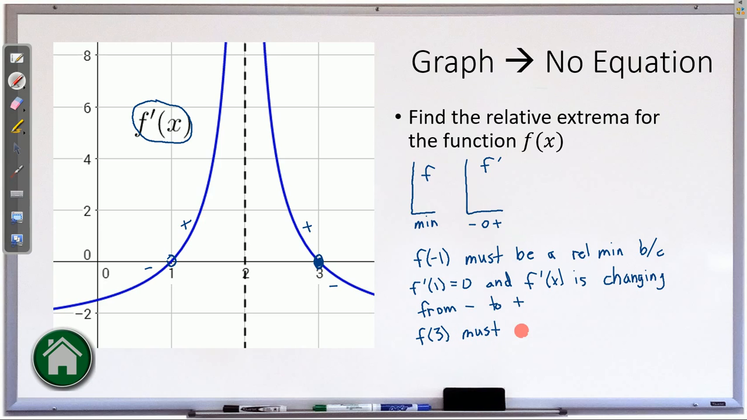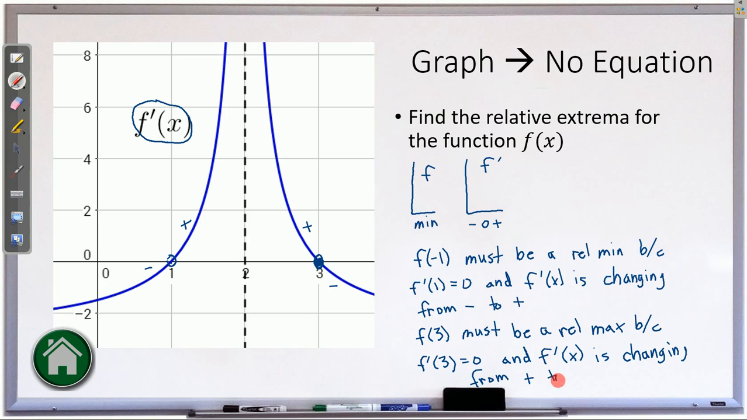And I'm going to write almost the exact same sentence. A relative max because f prime at 3 is 0 and the function f prime is changing from this time positive to negative.